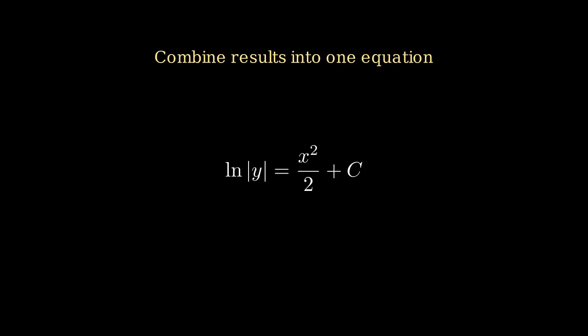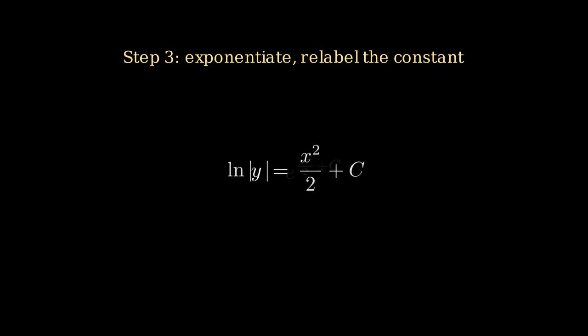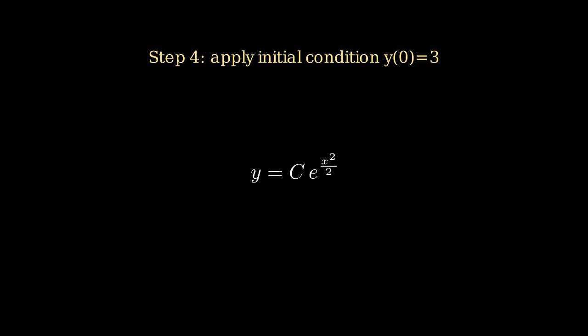Step 3. Exponentiate both sides to remove the natural log. After relabelling the constant, this gives us y equals a constant times e to the power of x squared divided by 2. Step 4. Apply the initial condition.